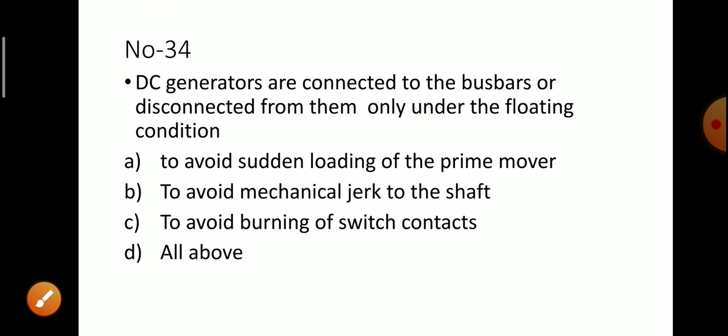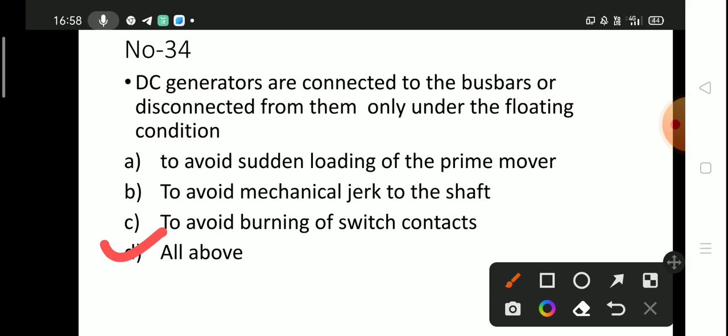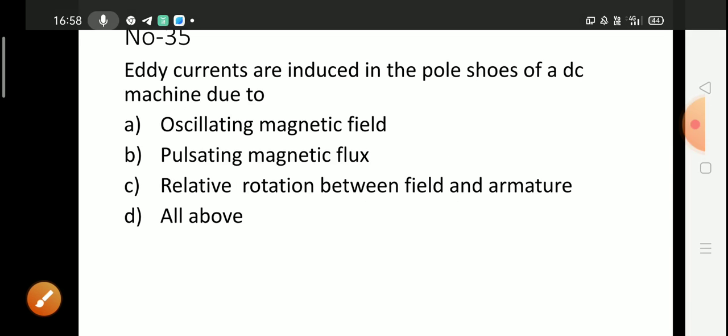34. DC generators are connected to the bus bar or disconnected from them only under the floating condition: A. To avoid sudden loading of the prime mover, B. To avoid mechanical jerk to the shaft, C. To avoid burning of switch contact, and D. All of the above. And the answer is D. All of the above.